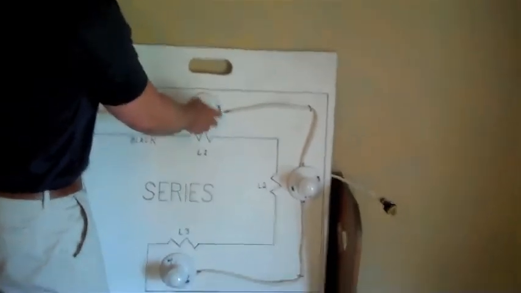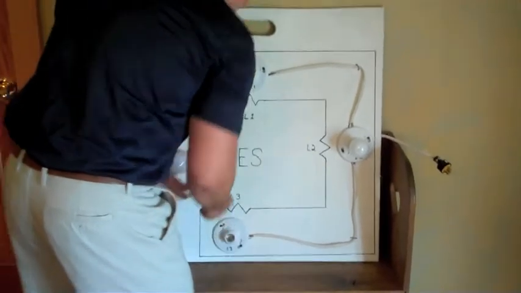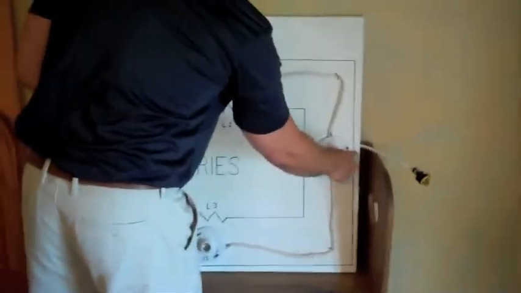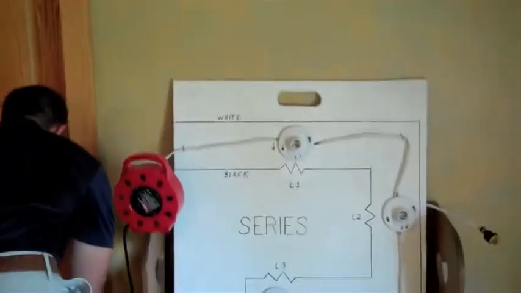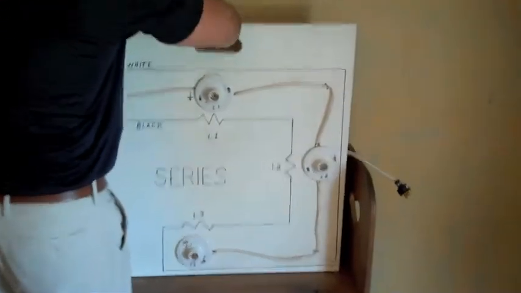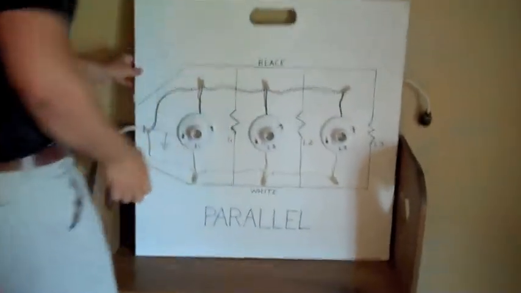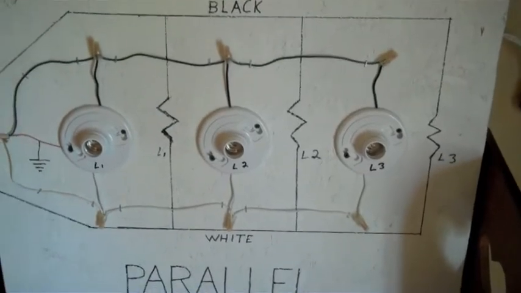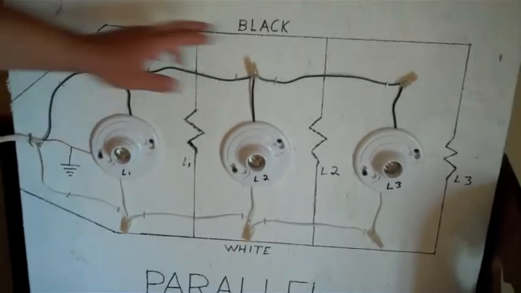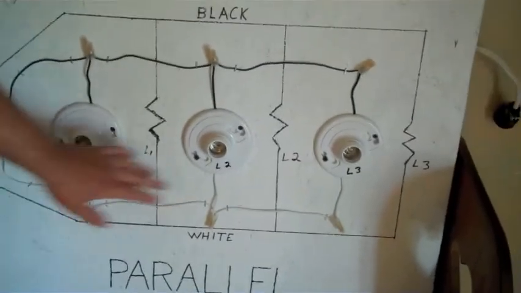Okay, so we have another type of wiring circuit here on the back side of this board, and I'm going to remove these light bulbs and unplug it. On the other side of this board, we have a parallel circuit, and as you can see, it's wired a little bit differently than the series circuit. We have our black hot wire coming up, and it goes to this light, and this light, and we also have the white wire that goes to all 3 lights.